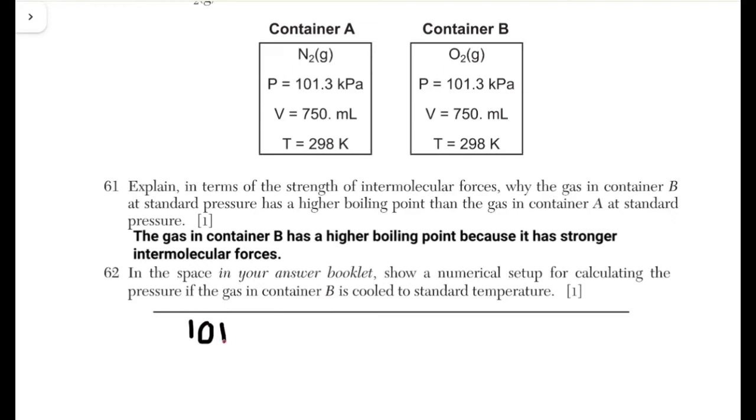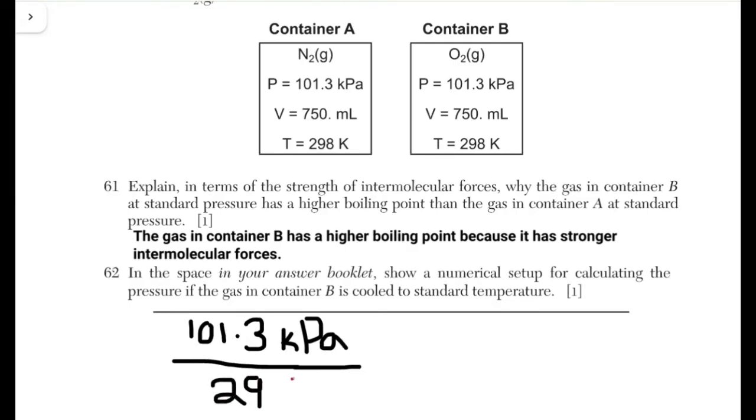It says when the gas in container B is equal to STP, and STP is 273 K. The volume of both containers is 750 mL, so you don't have to include volume in your setup, but you can if you want to. The pressure of container A is 101.3 kPa, and the temperature is 298 K. So the setup can be 101.3 kPa over 298 K is equal to P2 over 273 K.